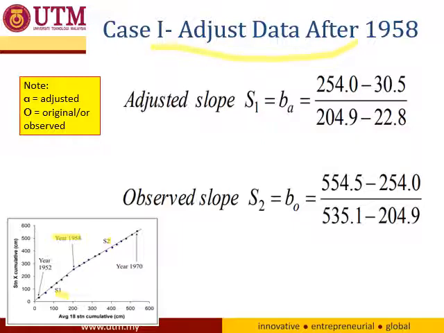we want to adjust the data after 1958. We want to adjust all of this data. We have to understand that we want to adjust it to be S1, and the original or observed data is from S2. So we can say BA is adjusted and BO is the observed or original data. If we want to adjust data after 1958, BA is S1 and BO is S2.